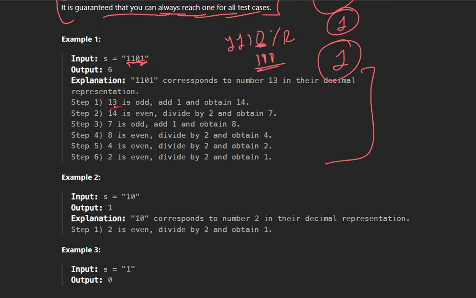Here initially it is 13, so we add 1, so it becomes 14. 14 is even, so when we divide by 2 it becomes 7. Again 7 is odd, so we add 1, so it becomes 8. Again 8 is even, so divided by 2 is 4. 4 is even, so divide by 2. Again 2 is even, then again we divide by 2 and we get 1. So we have reached our final destination. How many steps have we taken? We have taken 6 steps. So that is the answer.